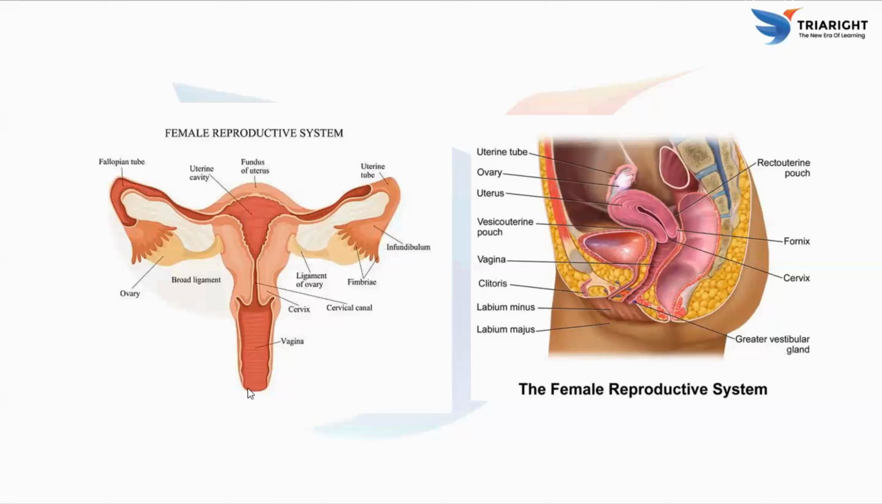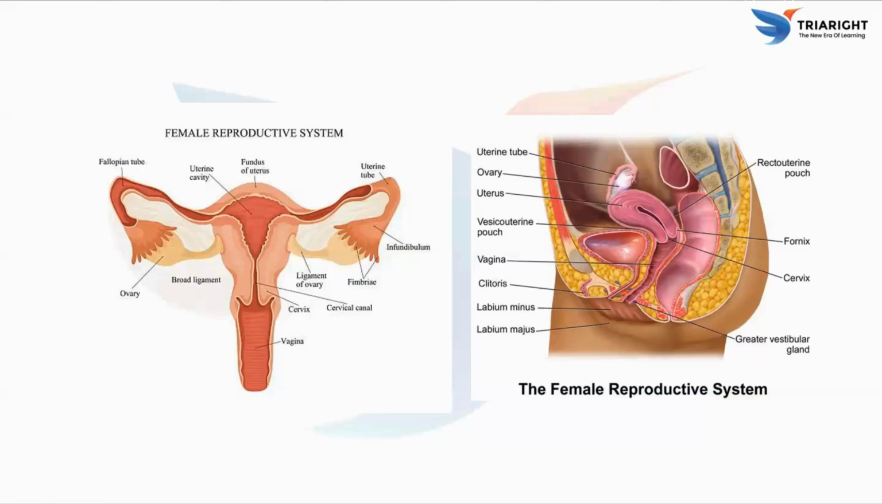Next is the vagina, the last part. This is a muscular canal connecting the cervix to the outside. It allows the menstrual flow and sexual intercourse, and it also serves as the birth canal. The vagina is normally folded and it can stretch a lot during childbirth.